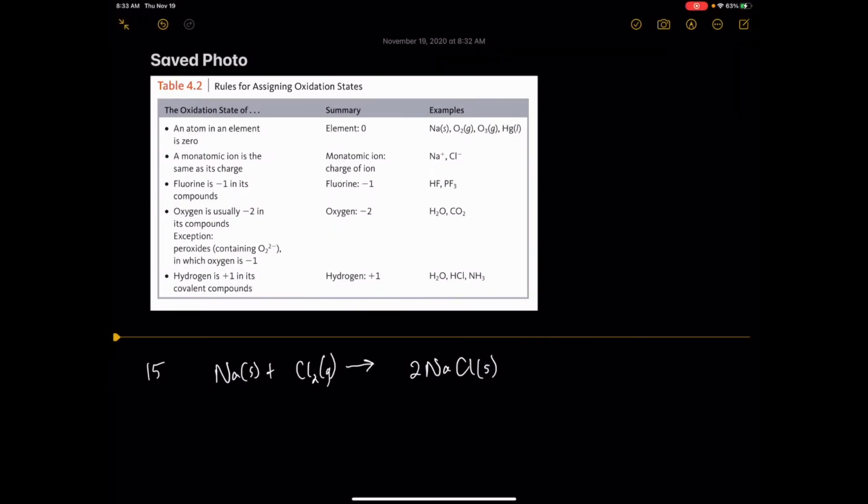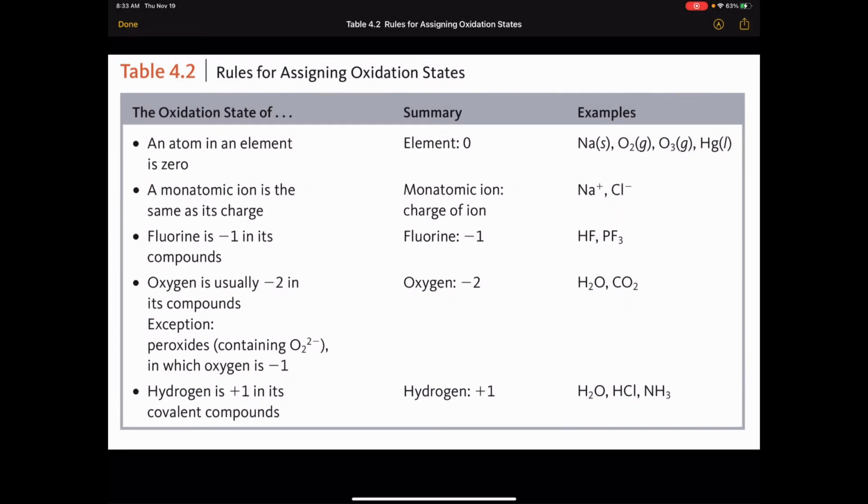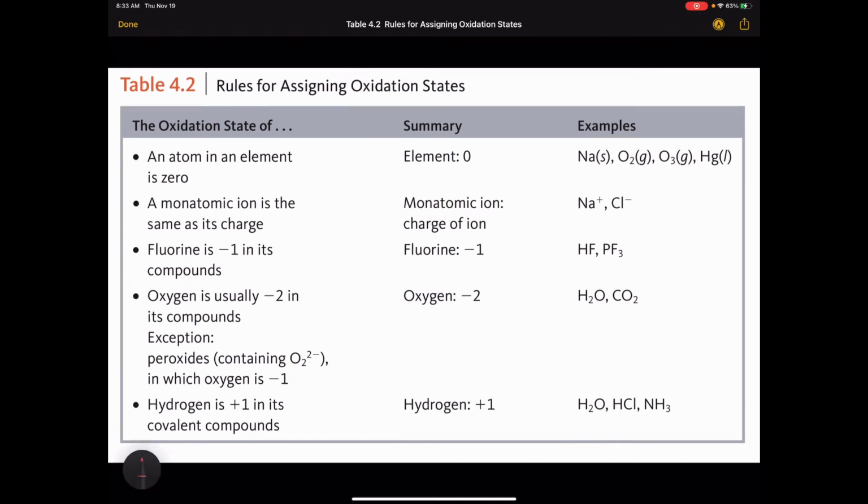All right, when it comes to oxidation states and using this table here, we've got some interesting things. So first of all, let's look at this table. When we have a monatomic ion, we're just going to have oxidation states as the charge of the ion. Like sodium here would have a charge of +1. Chloride would have a charge of -1.